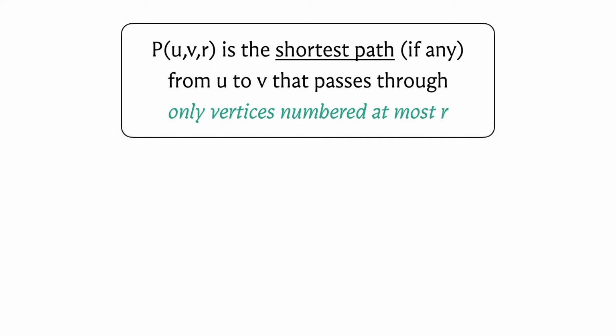Now notice that when r is equal to n, this means that any vertex is fair game because all vertex labels are at most n anyway. So if we are able to figure out the values of P(u, v, r) correctly for every pair u, v and for every value of r, then at the very end what we have is exactly what we are looking for. Now you might ask, why are we slicing this in terms of these r's?